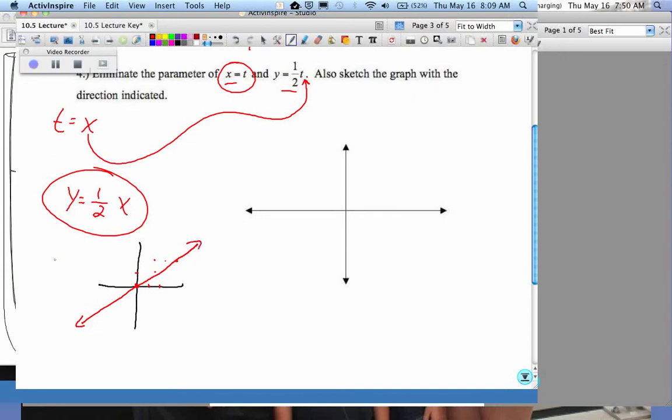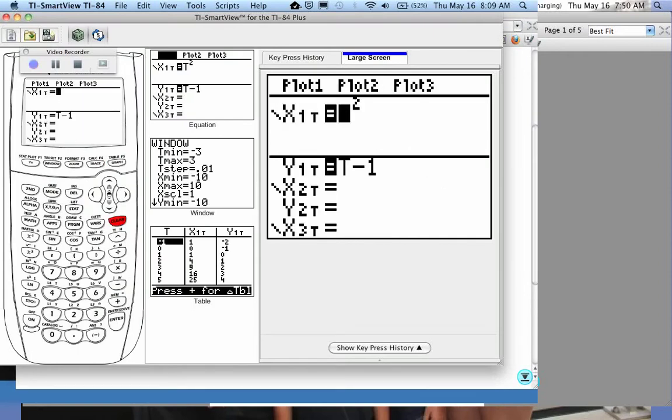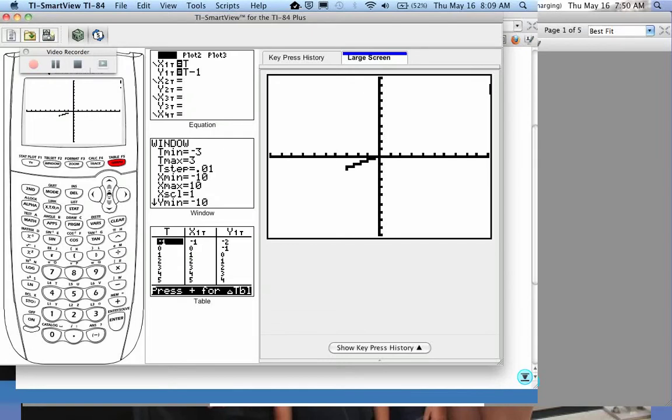I can visualize this graph in my head. So now let's go back into parametric mode. We're going to type those two in. I have t and 1/2 or 0.5 t. And I have a pretty slow graph going here. But is it matching it?